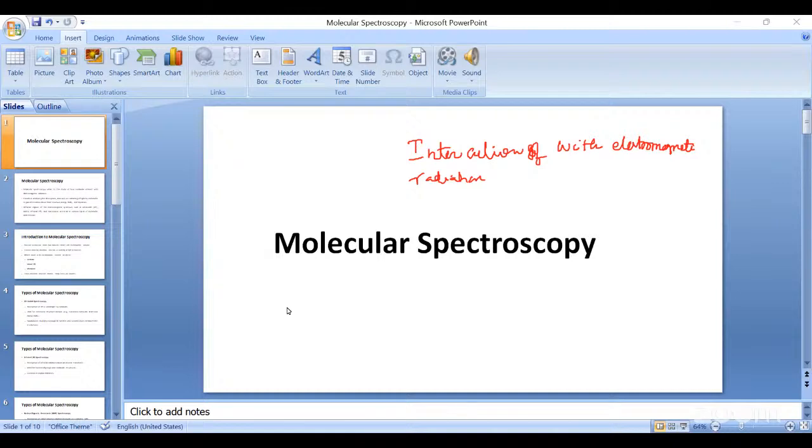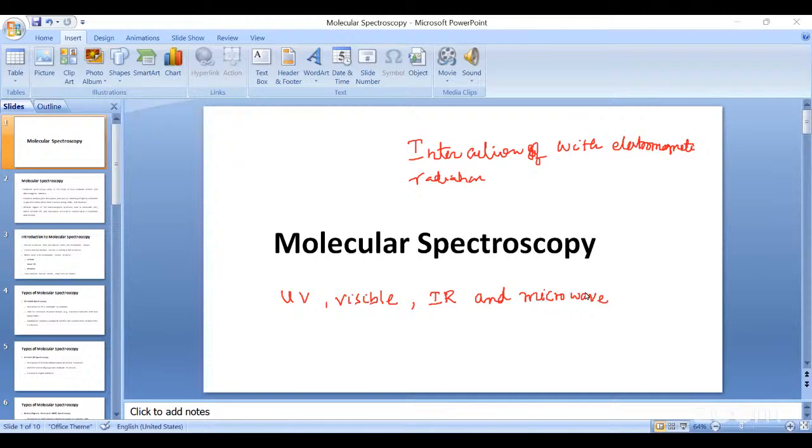Different regions of the electromagnetic spectrum, such as first the UV, that is the ultraviolet region, as well as the visible region, and the IR region, which we call the infrared region, and also the microwave region. All these regions interact. Different regions of the electromagnetic spectrum, like UV, visible, IR, and microwave, are used in various types of molecular spectroscopy.